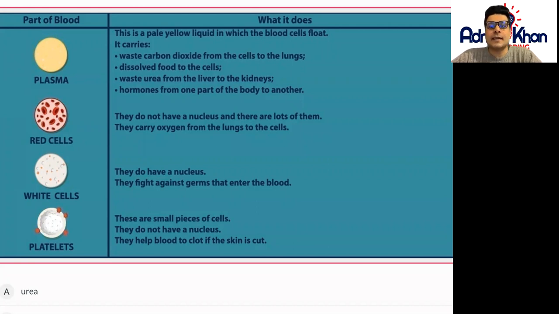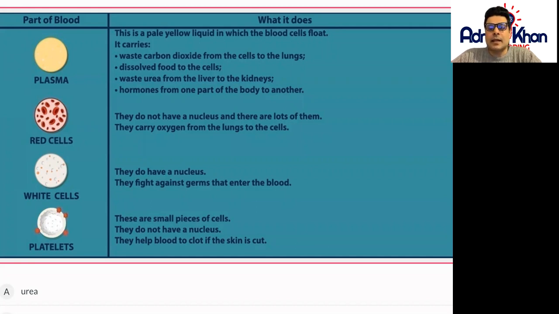So let's have a look at the red cells. They do not have a nucleus, and there are lots of them. They carry oxygen from the lungs to the cells. So our blood contains plasma, red cells, white cells, and also platelets as well. White cells, they do have a nucleus. They fight against germs that enter the blood. And that's one of the reasons why we have white cells in our blood itself, just to kill germs.